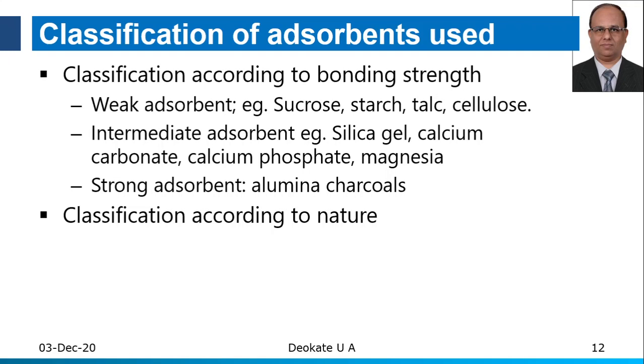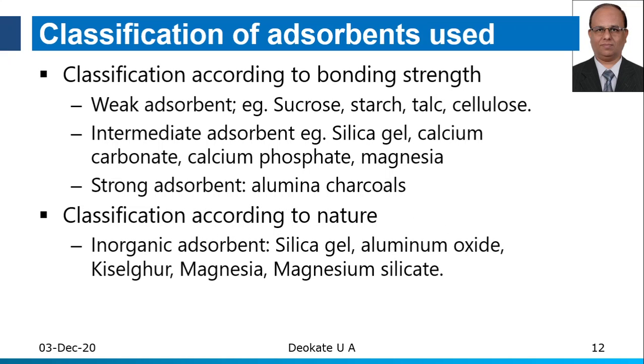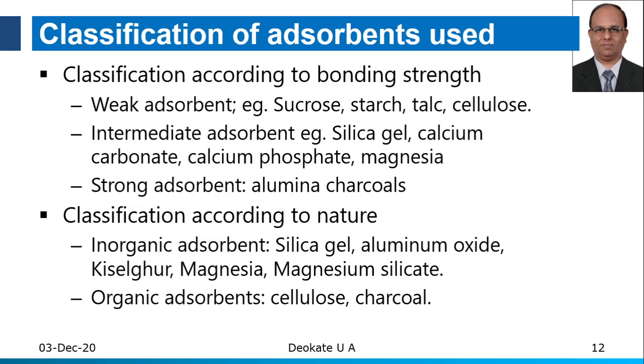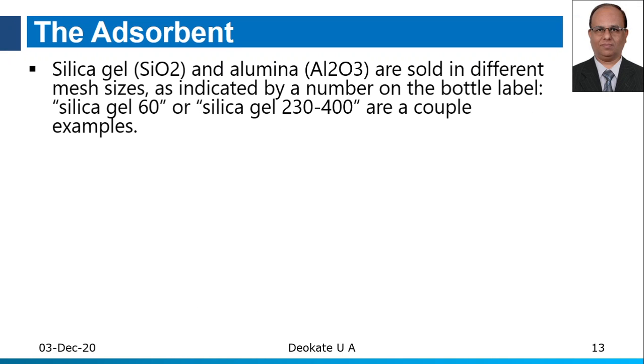Another way of classifying the adsorbents used is classification according to the nature of material. The inorganic adsorbents include silica gel, alumina, that is aluminium oxide, kieselguhr, magnesia, and magnesium silicate. The organic adsorbents include cellulose and charcoal. Silica gel and alumina are sold in different mesh sizes as indicated by a number on the bottle label.